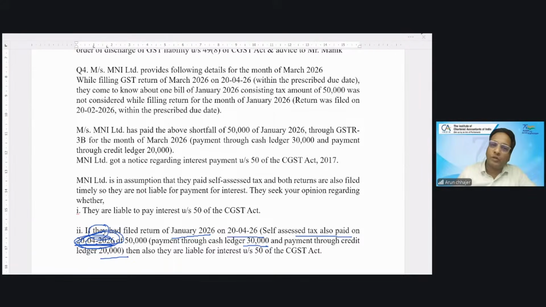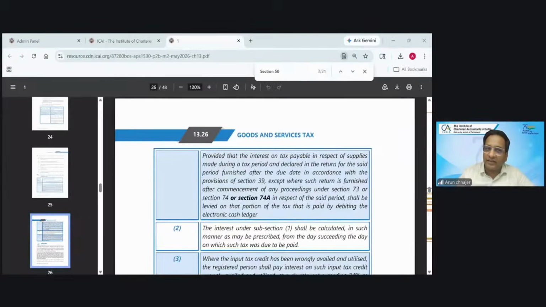Now let me go to the provision once again. Can I say this 50,000 liability was added in the same tax period? Can you please tell me this 50,000 liability is pertaining to January and added in January? So I can say the liability has been declared in the same return. Can I say this? Just say yes or no.